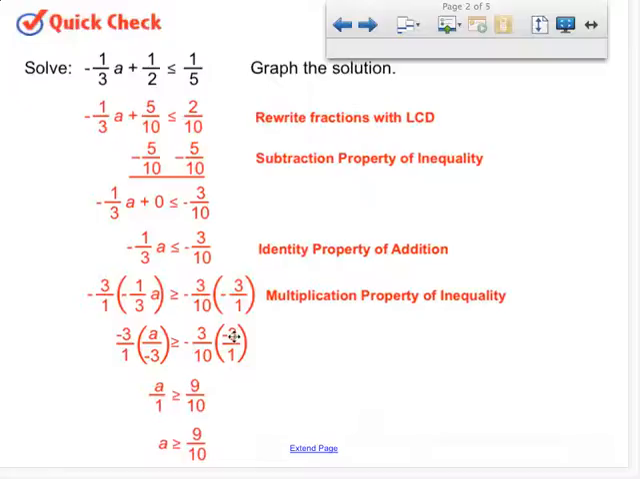Robert? Why did you multiply? I multiplied because I have a divided by -3 here, right? That's another way to look at this fraction, times a. It's a divided by -3. So to undo divided by -3, I got to multiply by -3, right? I'm multiplying by -3. Yep.